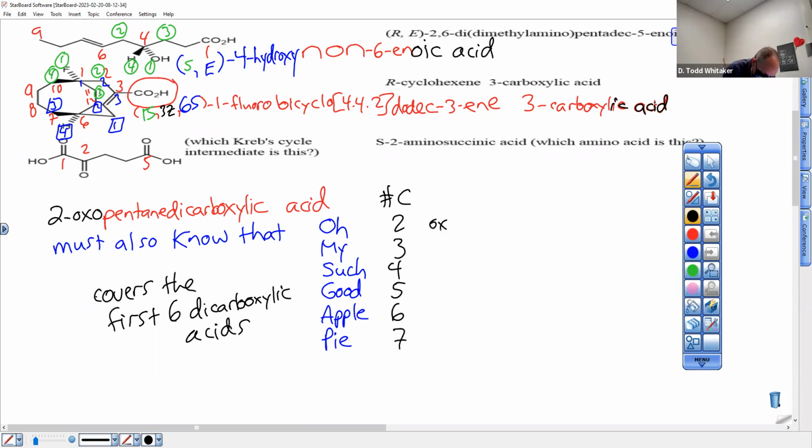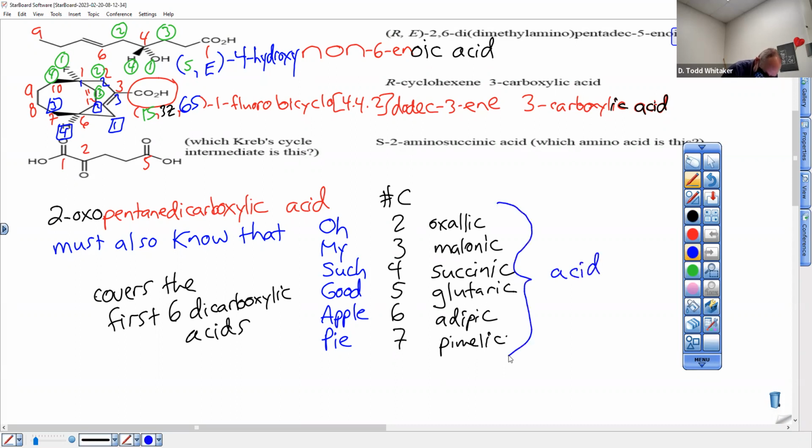It's for oxalic, malonic, succinic. I think that's going to come in handy above. Glutaric, I think that's going to come in handy right now. Adipic and pimelic. And these all end with acid. Okay? So this other name here is going to be based on glutaric acid.